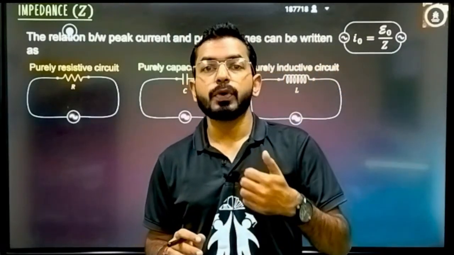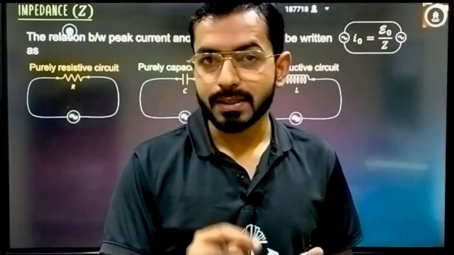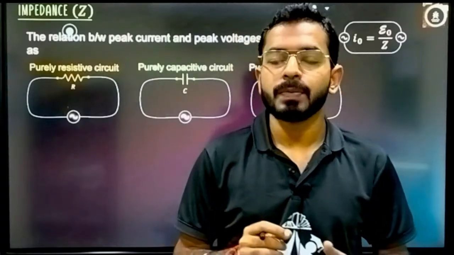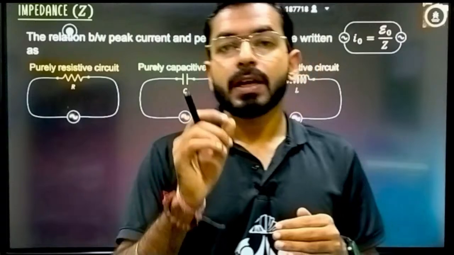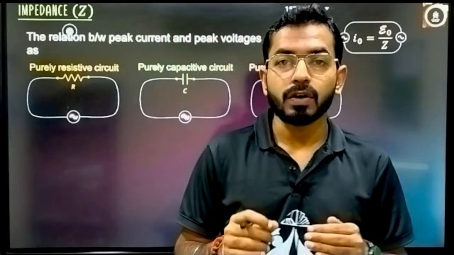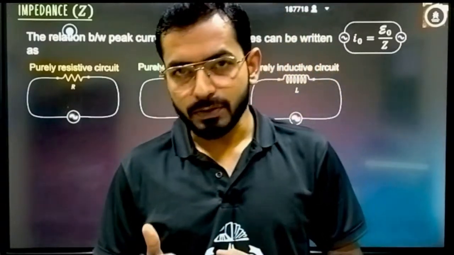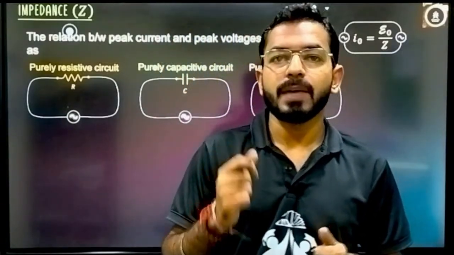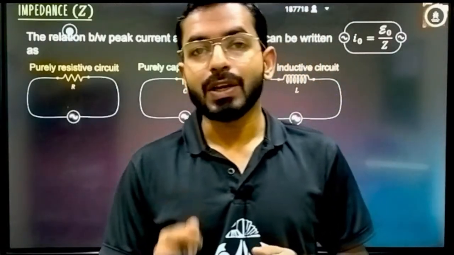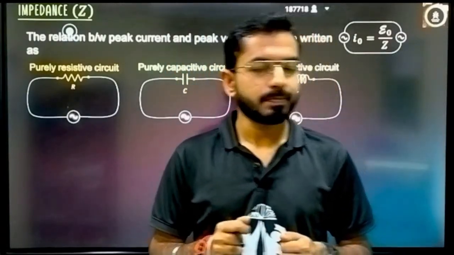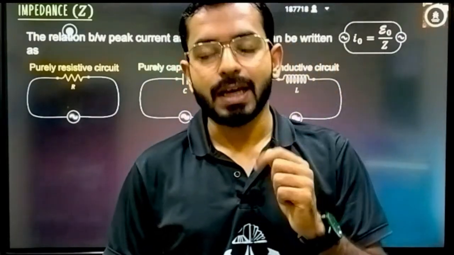Correct. If I am talking about a purely inductive circuit, what happens? Current lags by an angle of pi by 2. That means if EMF is E equals E naught sine of omega t, current will be I naught sine of omega t minus pi by 2. And in a purely capacitive circuit, EMF is E naught sine of omega t and current will be I naught sine of omega t plus pi by 2. So these are three very important things that we studied in the last lecture.